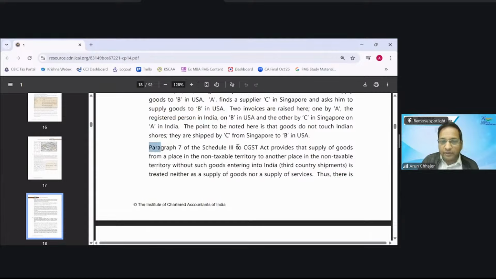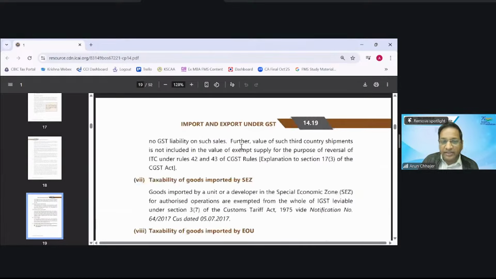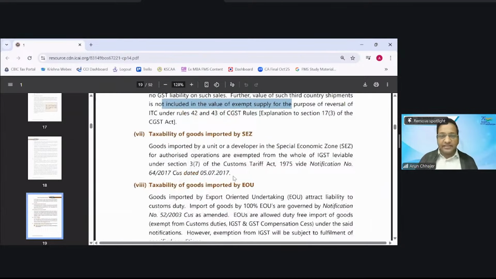Again, they have also covered para 3 or 7 of Schedule 3, and no GST liability for the value of the third party consignment is not included in the exempt supply for the purpose of reversal of common ITC. Okay. Now, taxability of goods imported by the unit or developer in the SEZ for authorized operation are exempted. Now, Sanjay, I think you have told one point. Or Ayush, you told. So these transactions are exempted from IGST.